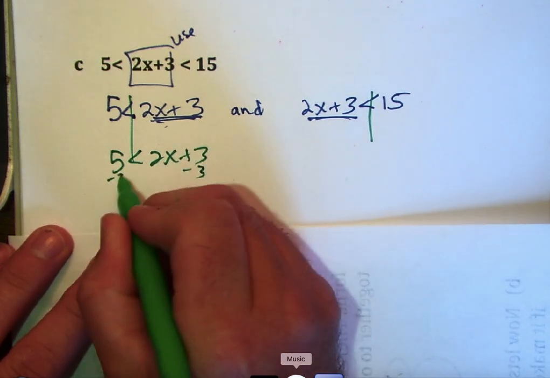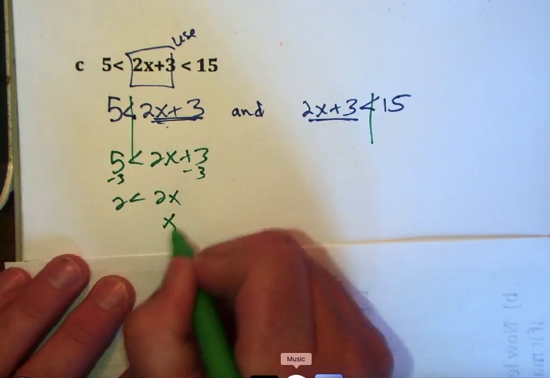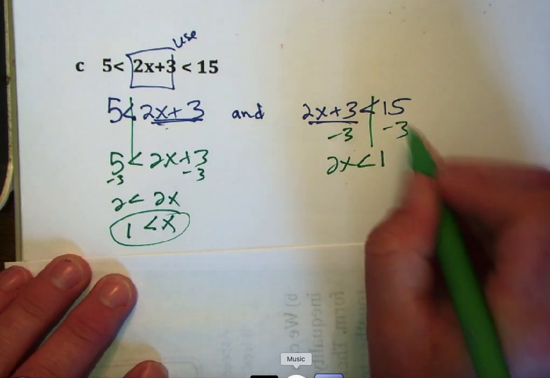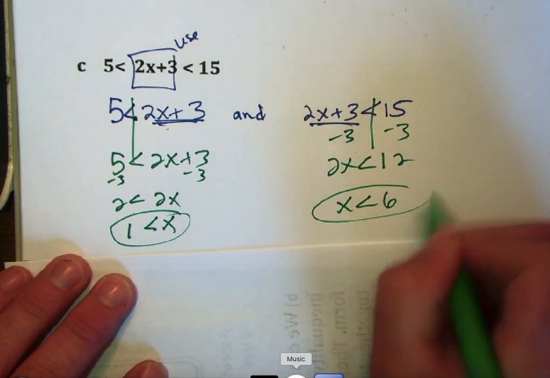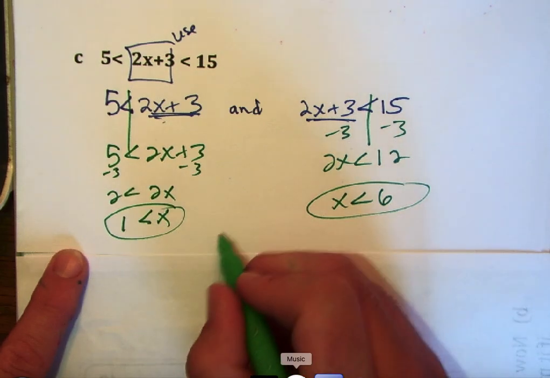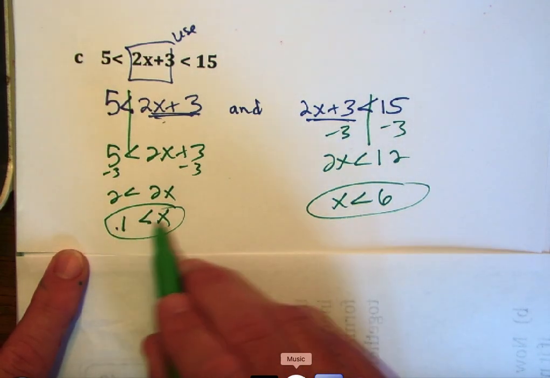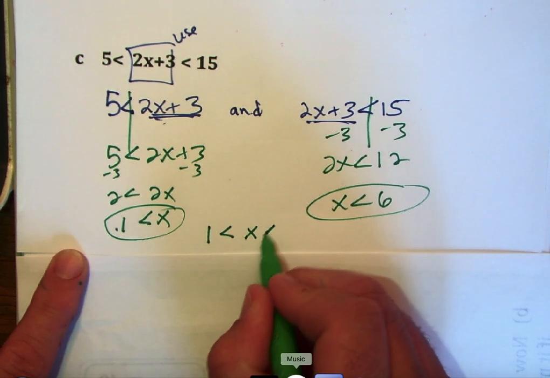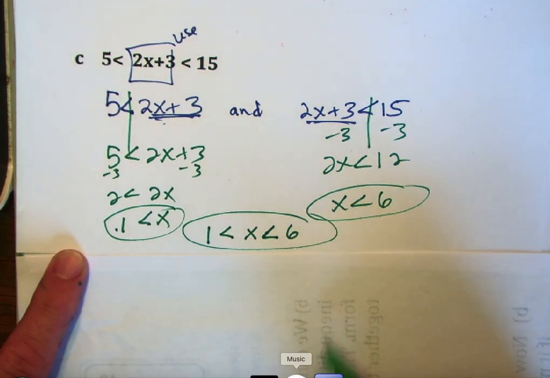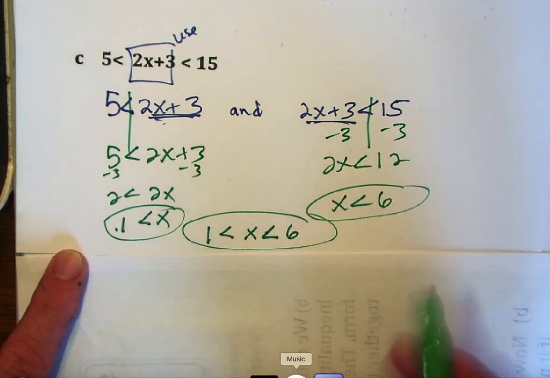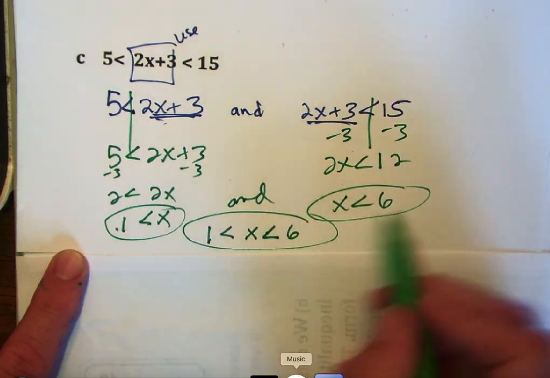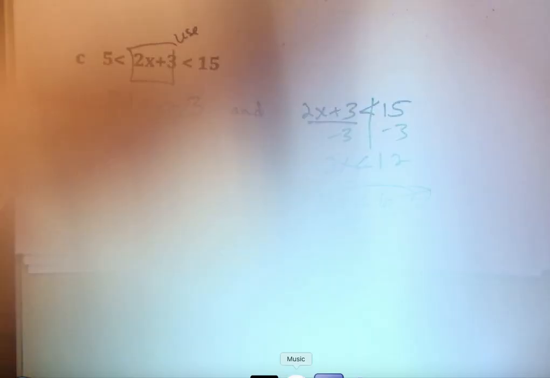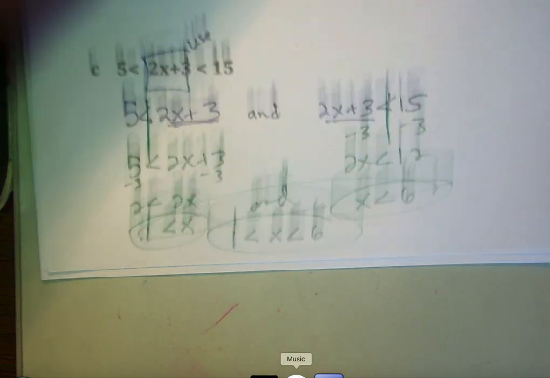Minus 3. X is greater than 1. Minus 3. X is less than 6. Okay, so our solution is 1 is less than x and x is less than 6. So we can put them together. And it looks like we know that all the numbers between 1 and 6 work. There's our solution. You could have written it like this or like that. Okay, I hope that helps. And we're going to spend a couple days on thinking about it, so it's okay.